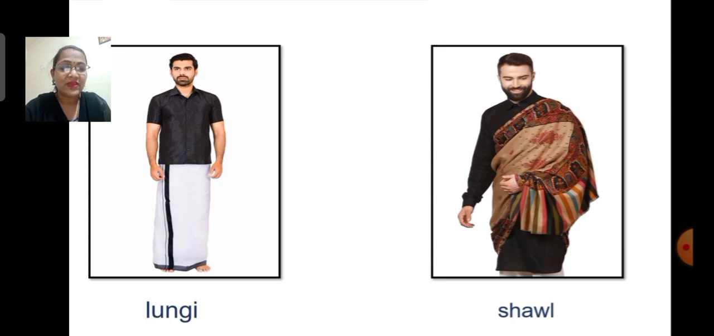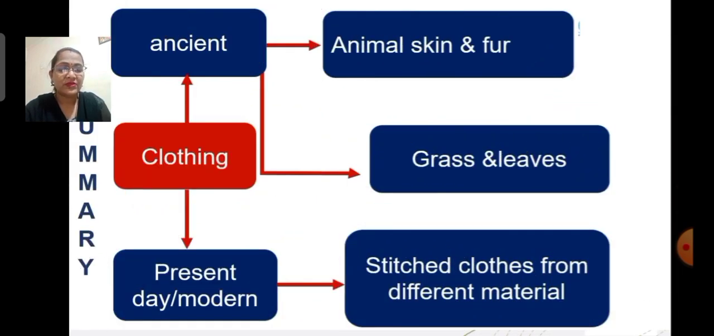So dear students, we have come to the end of today's session. Let's summarize what we have learnt in today's session. We have seen clothing in both ancient and present day, or we can say in modern days. Ancient clothing consists of animal skin and fur. Apart from these, even grass and leaves were used for protection. In the present day, we stitch cloth from different materials.